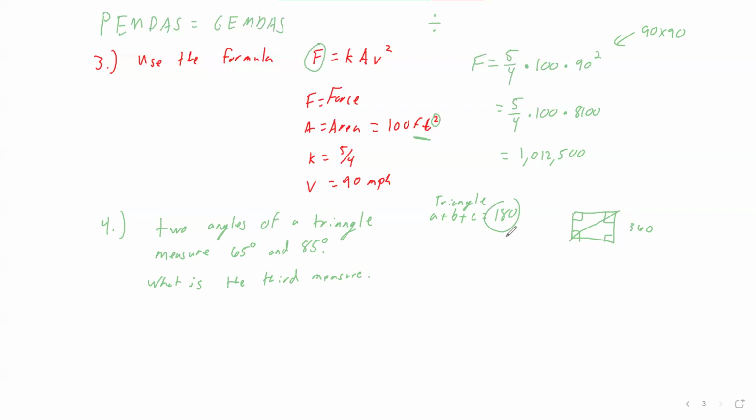So with that said, to solve this, what I have to do is do 65 plus 85, and then subtract that from 180. So this is basically what your formula is right here. We're going to combine like terms first. So this problem becomes hard if we don't remember that fact, because it doesn't tell you that fact. I'm going to go 65 plus 85. I get 150. And then to solve this equation, sorry, I need to write it bigger.